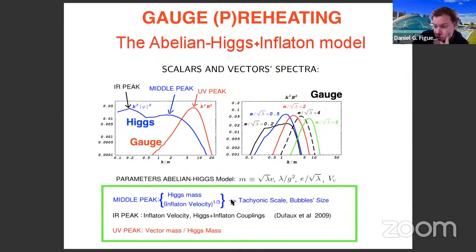Altogether, these parameters control, of course, the outcome of what's going to happen. So what I want you really to focus on here is that the peak of the gauge fields, which is the novelty here, is really controlled by the ratio of the gauge field mass to the Higgs mass. In other words, the ratio of the gauge coupling to the square root of the self-interaction coupling of the Higgs.